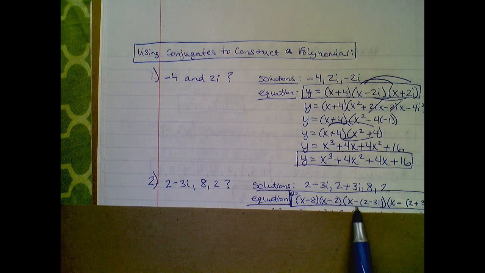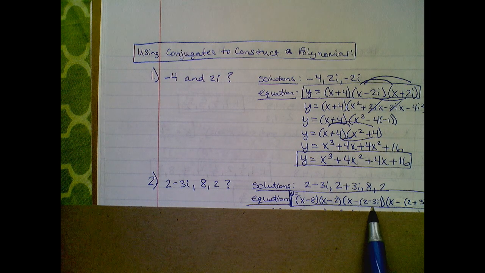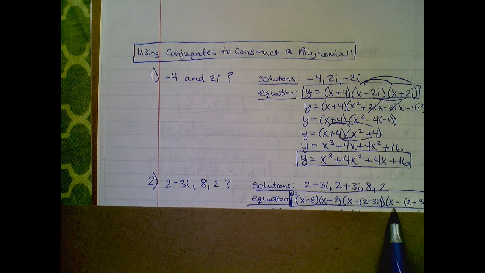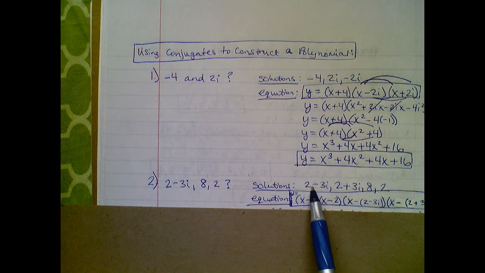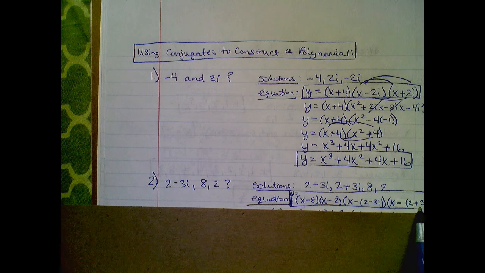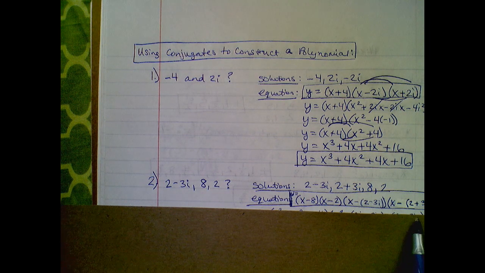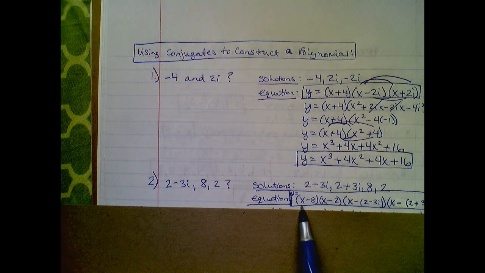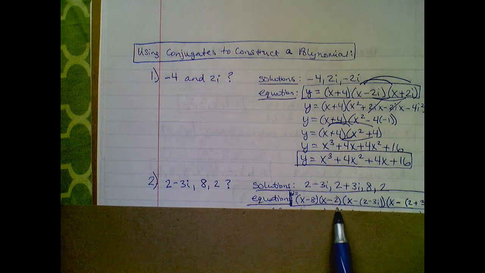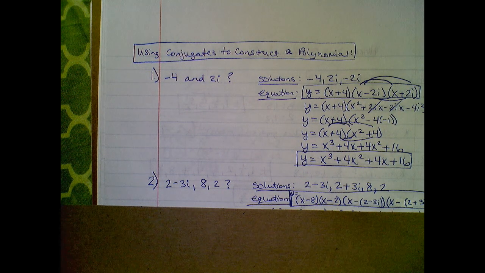So it would be x minus 2 minus 3i, and then x minus 2 plus 3i. We just change that sign right in front of the i, sorry. And then this 8, we have x minus 8 and x minus 2. And then we can leave it in that form. That would be factored form.